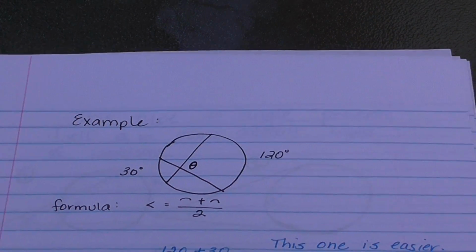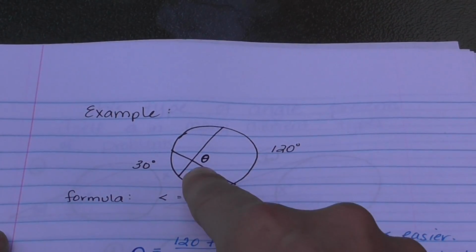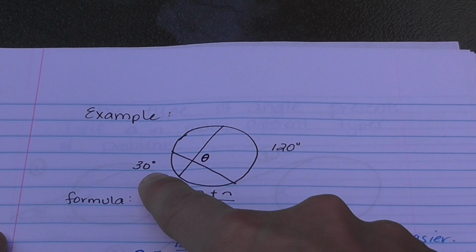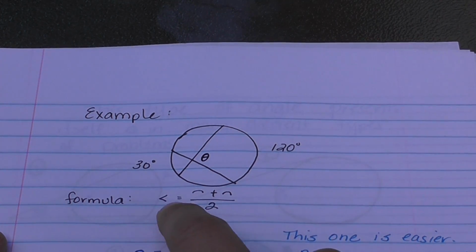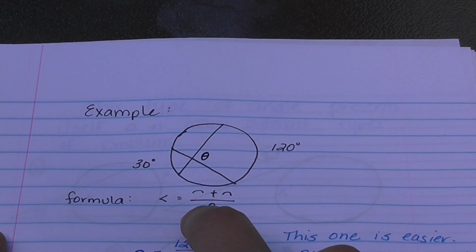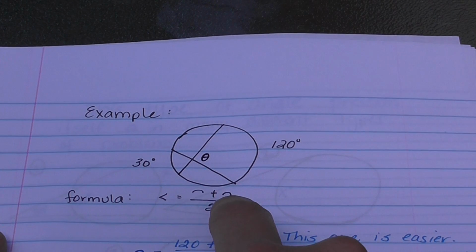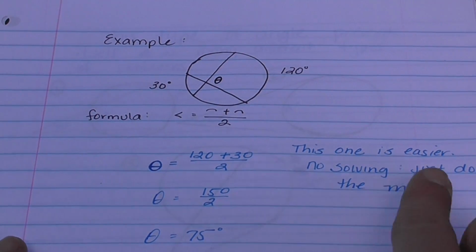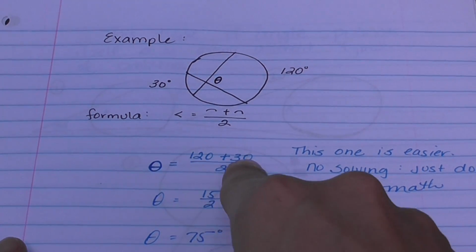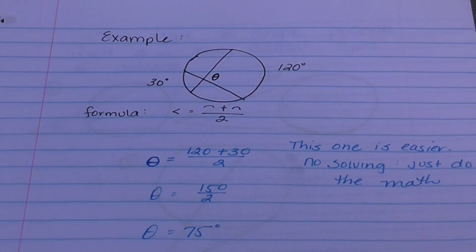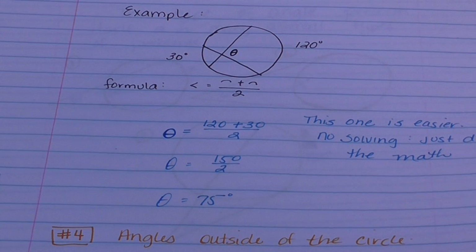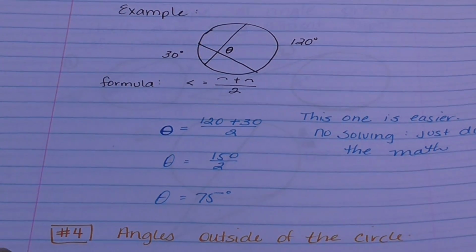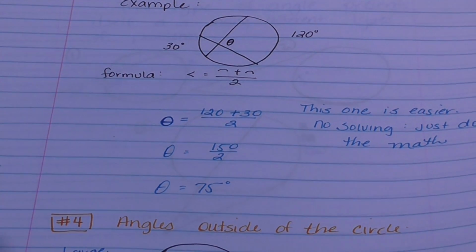In the next example, I'm looking for my angle. So I've got 120 degrees here and 30 degrees there. My angle equals arc plus arc divided by 2. This time I have both the arcs and I'm just looking for the angle. So this one's a bit easier because all I have to do is plug the information in on one side of the equal sign. There's no solving for anything. So 120 plus 30 equals 150, divided by 2, 75 degrees.